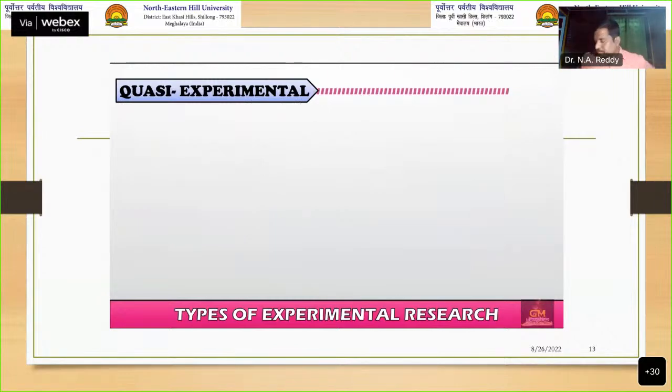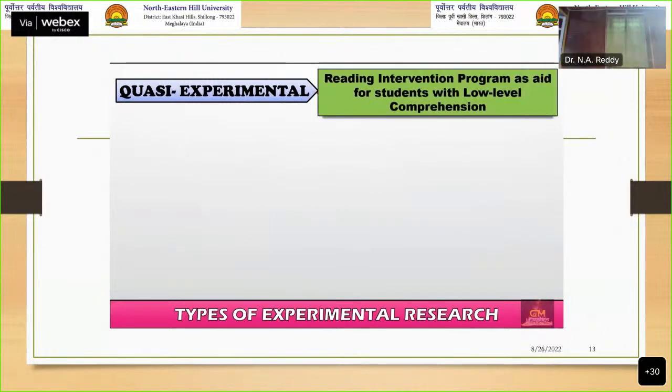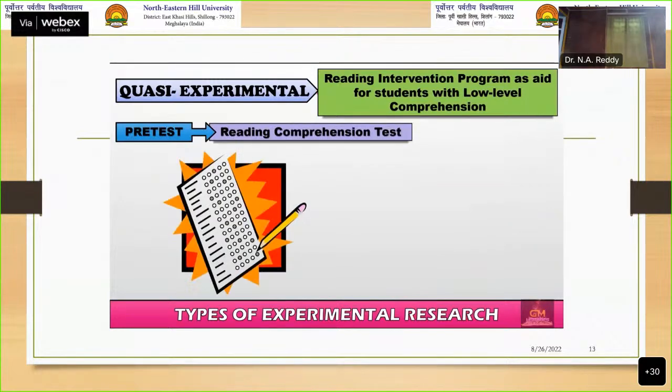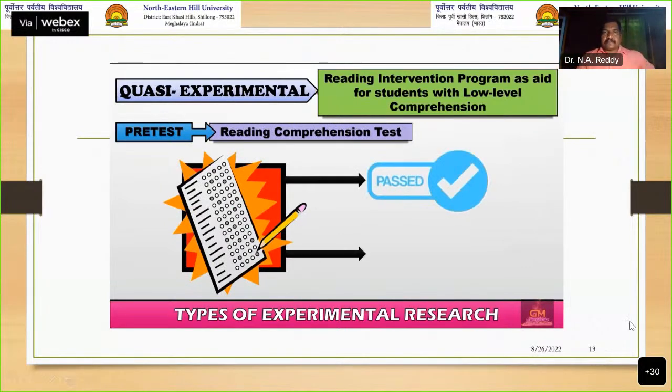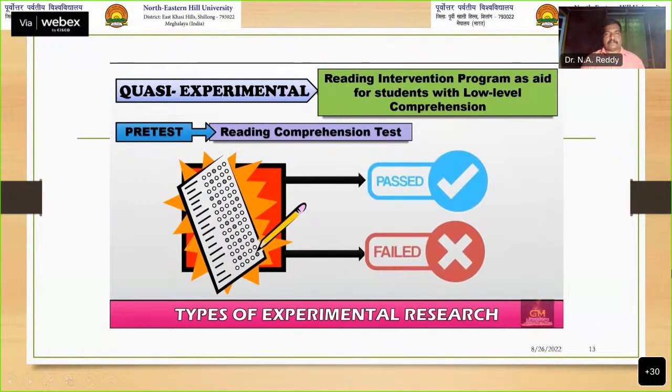Let's look at this example here in which a teacher wants to test a reading intervention program as an aid for students with low-level comprehension. Since this is a quasi-experimental research, this study would usually start with a pretest. In this example, the pretest would be a reading comprehension test that would help determine who among the students have passed and who among the students have failed. Recognizing the students who have failed is important as these students will be considered as participants for the reading intervention program.